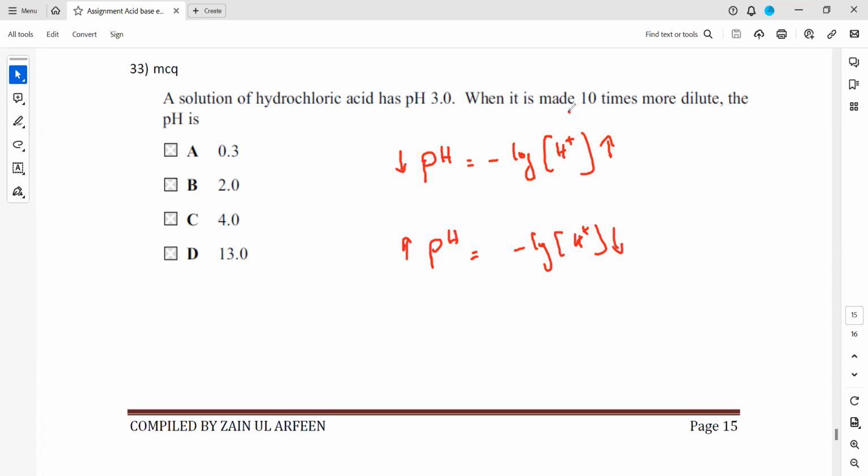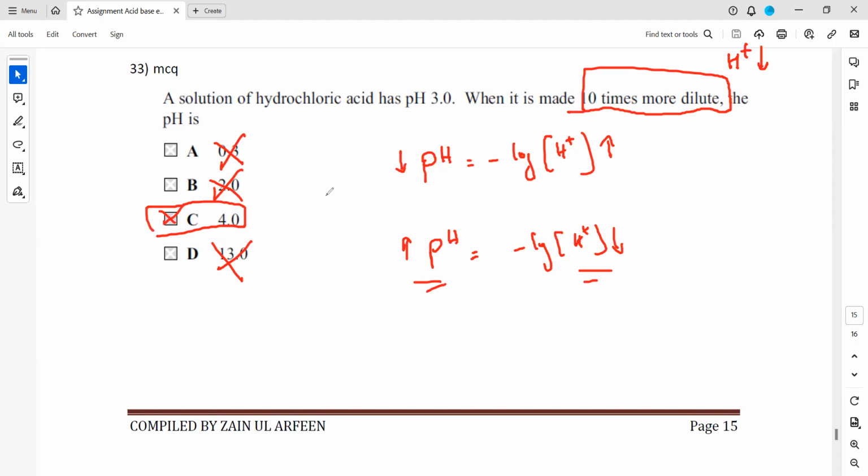So what we did, we made the solution 10 times more dilute. If we make the solution dilute, what happens to the hydrogen ion concentration? Hydrogen ion concentration will decrease. So if the hydrogen ion concentration is decreasing, it means the pH of the solution should increase. So it cannot be A, it cannot be B. And because it's an acid, it cannot be D as well, because an acid cannot have a pH of 13. So it will be C.